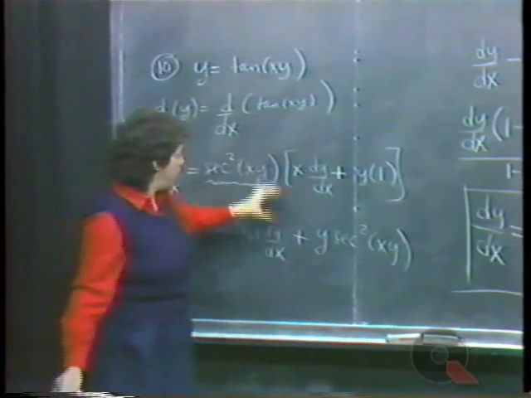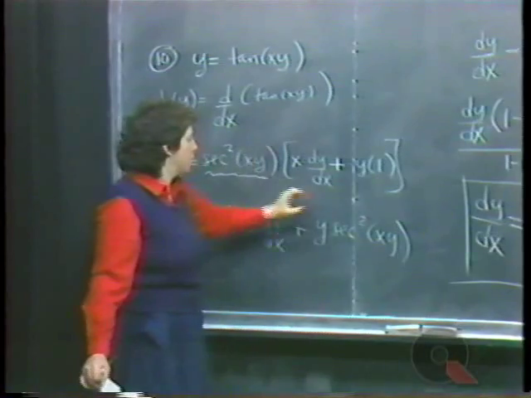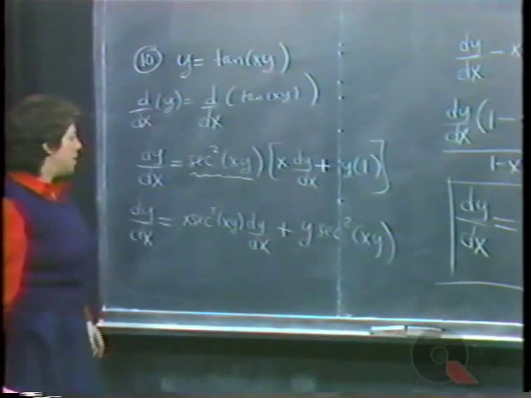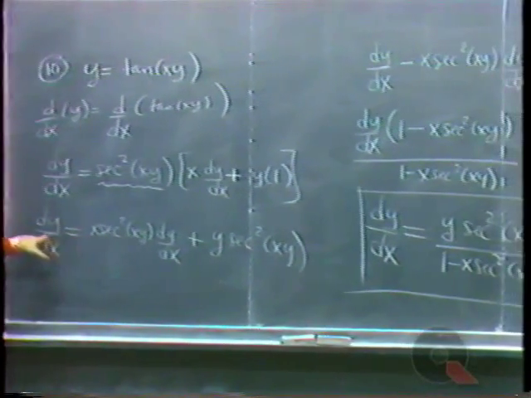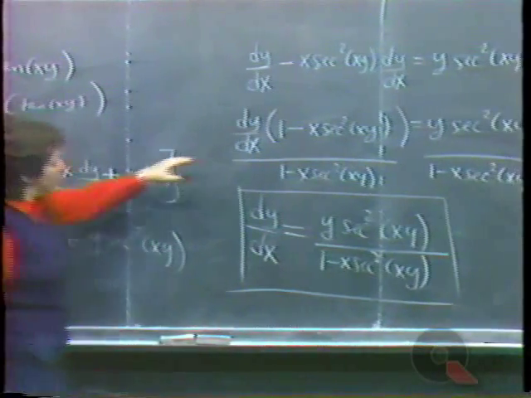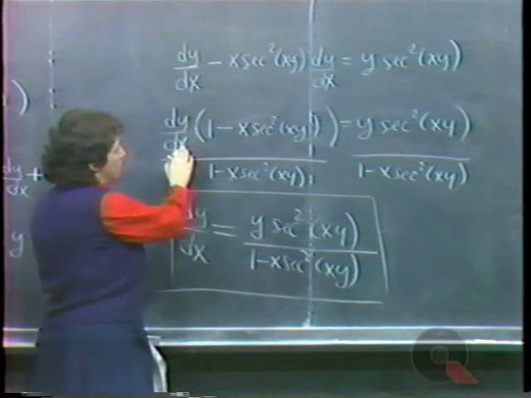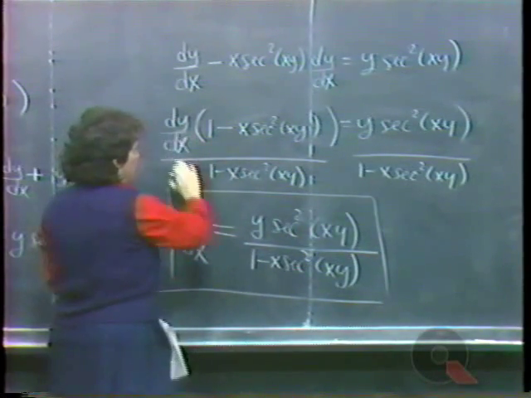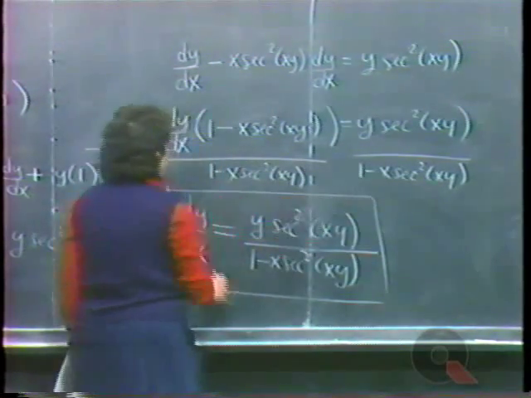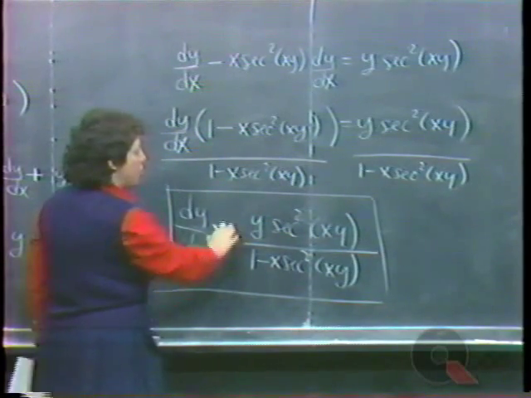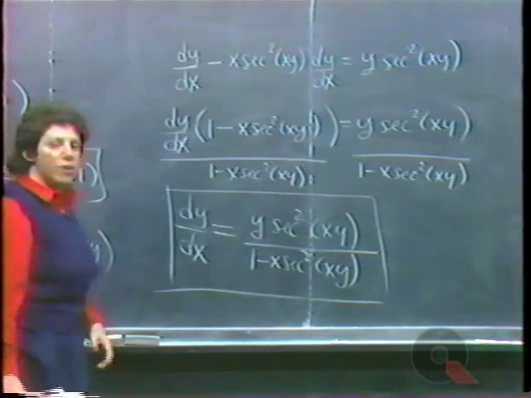We distributed the secant squared xy through the parentheses: the secant squared xy times x dy dx, and the secant squared xy times the y. To solve for dy dx, we wanted all the terms with dy dx alone on one side of the equation, so we transposed this term to the left side, giving us dy dx minus that term equals what's on the right. From the two terms on the left, we factored out the dy dx, and then we divided both sides by the 1 minus x secant squared xy, so it canceled out here, it appeared there, and then dy dx was left alone on the left, equal to y secant squared xy over 1 minus x secant squared xy, and that brings us to the end of this test.